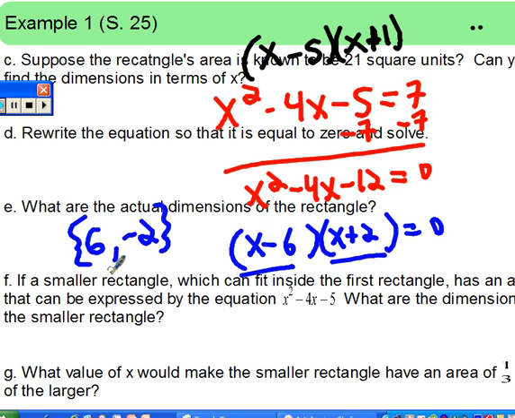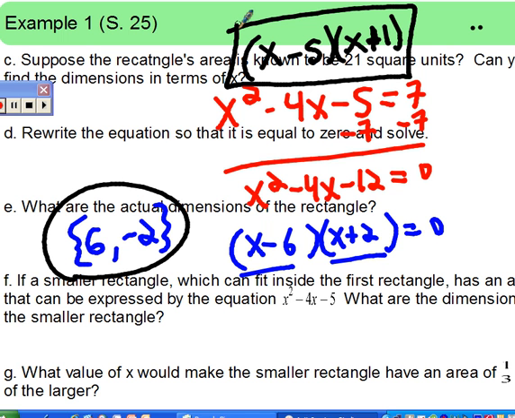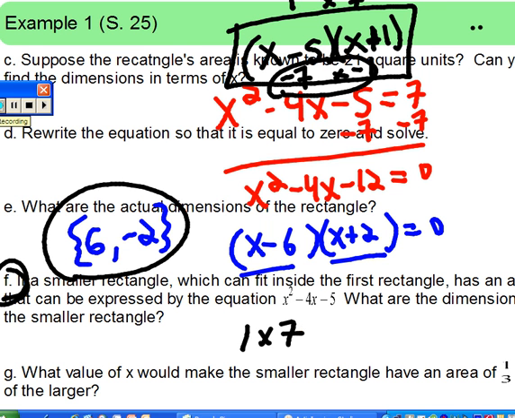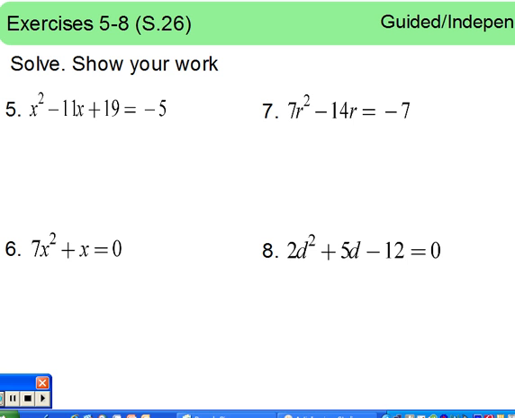Okay, so these are my possible values for x, and if you remember, these were the original dimensions of the rectangle that we got in question F. So let's see. When x is 6, this would be 1 times 7. That sounds legitimate. 1 times 7 is 7, the area. When x is negative 2, this would be a negative 7 times a negative 1, which does equal 7, but you can't have negatives. So the actual dimensions are 1 by 7. So the actual answer for G is 6, because the negative 2 did not work in context of the problem.